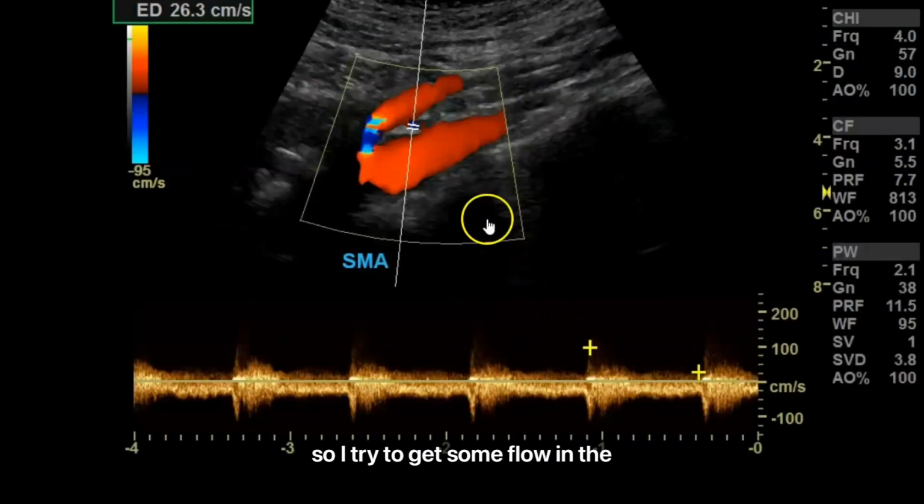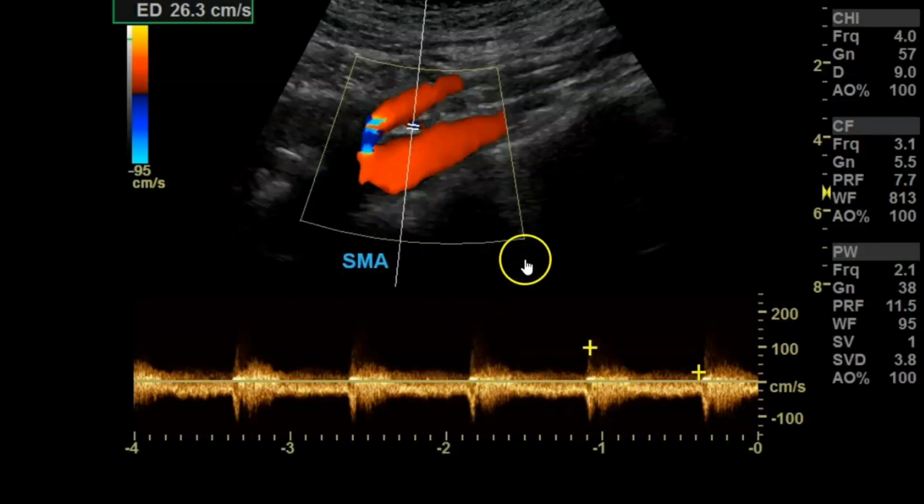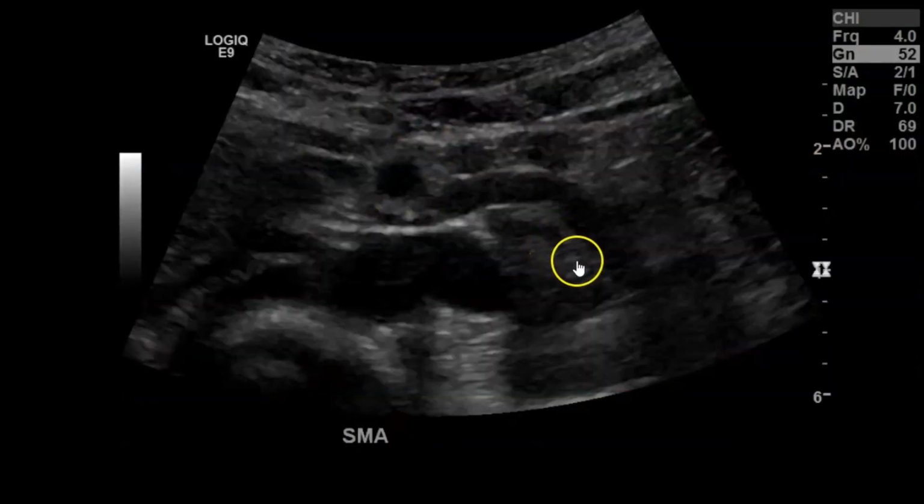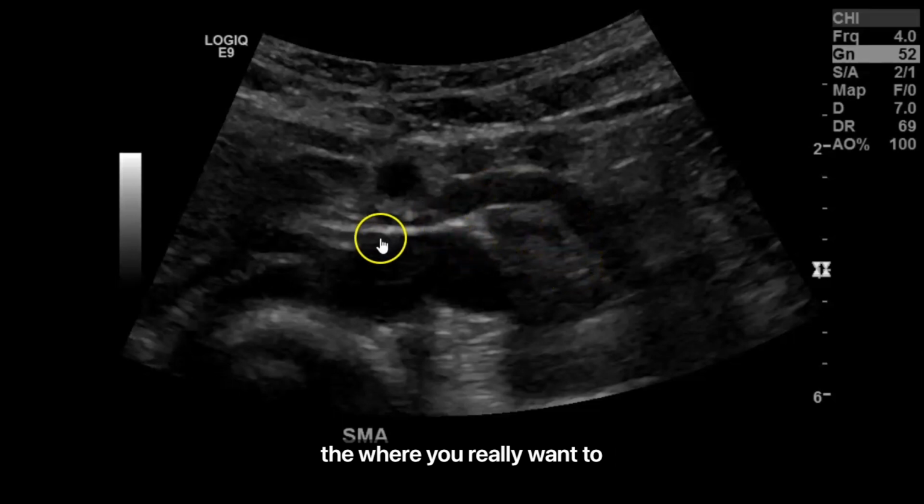All right, so I try to get some flow in the left renal vein, but being that it's so close to the aorta and SMA, you're getting a lot of background noise of the arterial pulsations. So transverse is where you really want to show it well. So here's your aorta, vertebrae, aorta, superior mesenteric artery, and then here's the left renal vein.